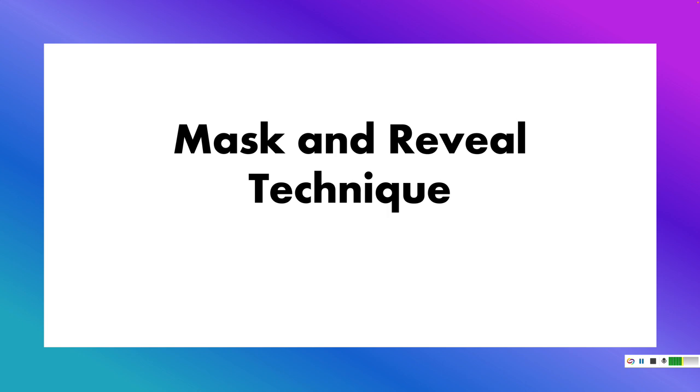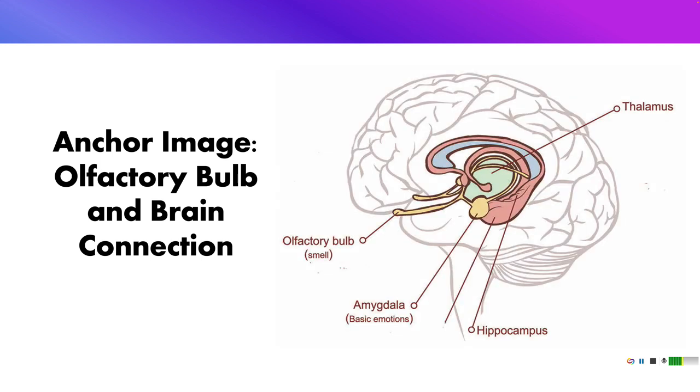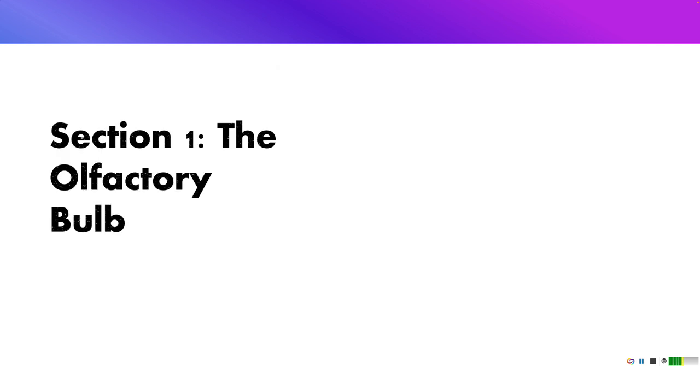Ask and reveal technique. We have an anchor image, olfactory bulb and brain connection. This image shows the olfactory bulb and connection to the brain. Let's break it down into sections. Okay, we have the whole image. Now we will reveal the first section, the olfactory bulb.